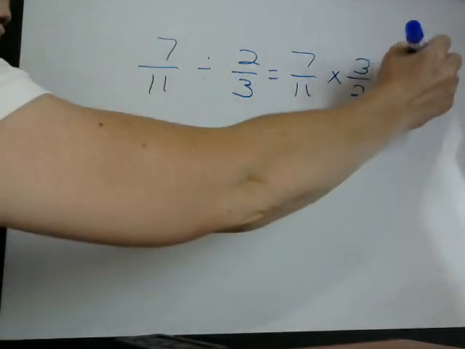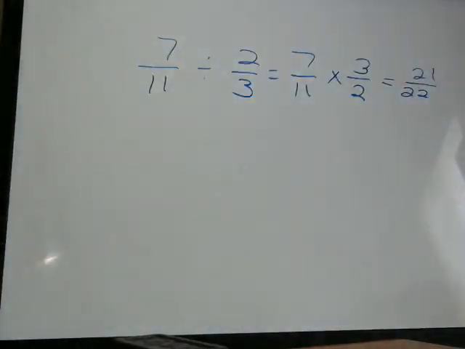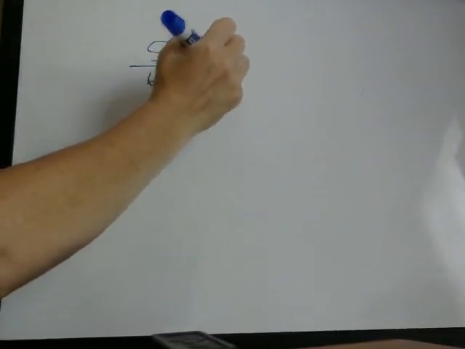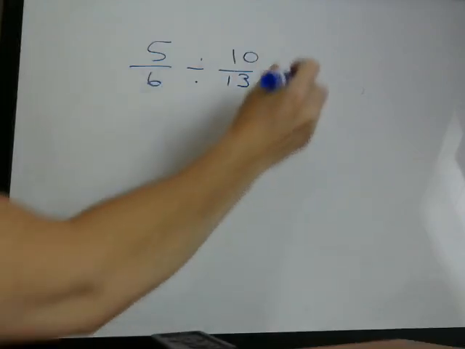So now we have 7 over 11 times 3 over 2. We multiply straight across, we have 21/22. And that is in lowest terms. There's no number that can be divided into 21 and 22 evenly. Let's do another one. 5/6 divided by 10/13. Again, we're going to invert and multiply.